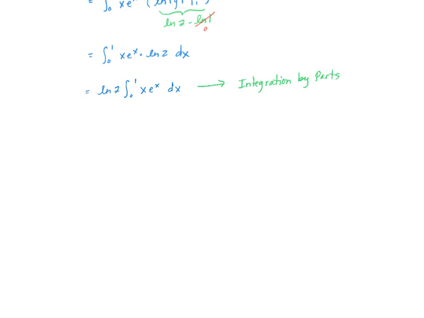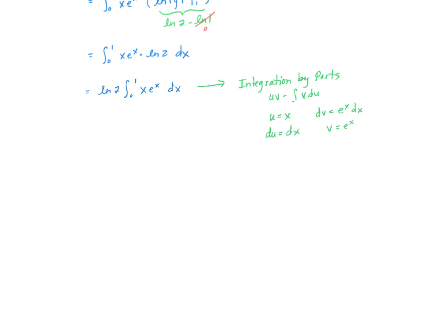Remember that would be uv minus the integral of v du. So I'm going to let u equal x, because I know when I take the derivative, I get du equal to dx. And I'm going to let the dv portion be equal to e to the x dx. When I integrate, I get v equal to e to the x.